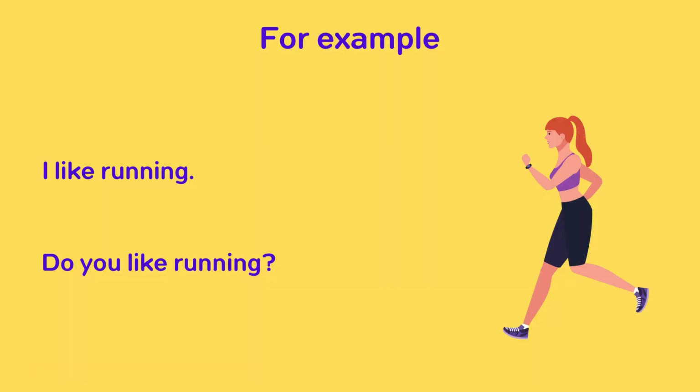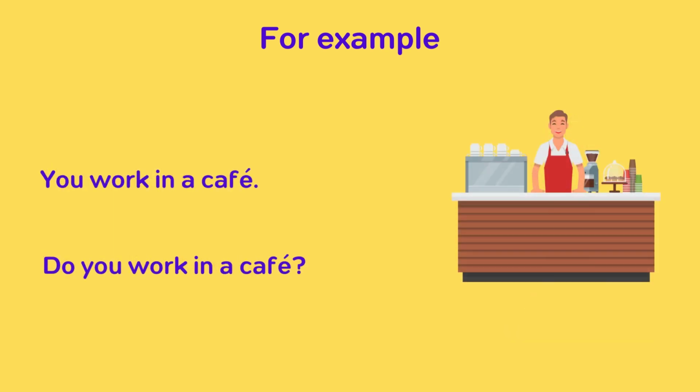I like running. So, as you remember, in our previous slide, we learned that for I, we use do. So what we do is just put do at the beginning of the sentence, and then it's a question. Do you like running? That's easy. You work in a cafe. Now, I only add do to the beginning of the sentence, and then it's done. Do you work in a cafe? Question mark.